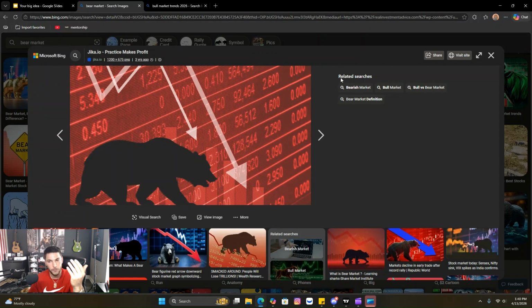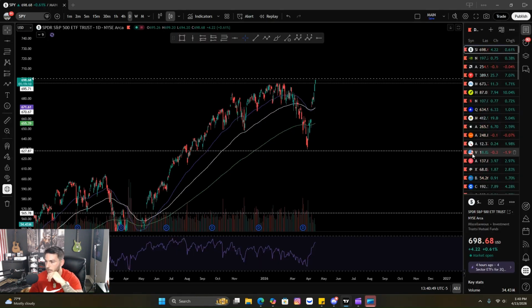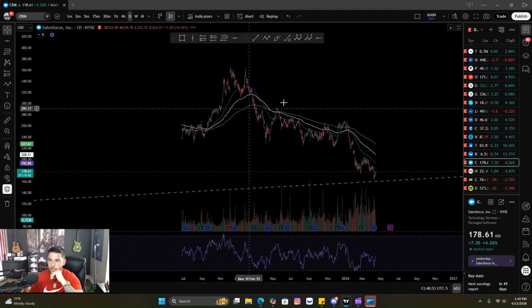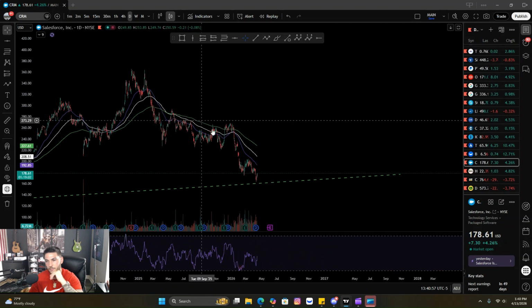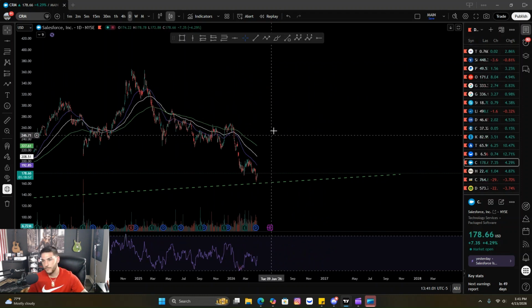Like Chicago Bears, bear down, right? That's what we do, bear down, Chicago Bears, right? We go down. So when the market is falling, here, I'll show you an example of a company that is down right now. You see how it's just down, lower highs, just falling. That is exactly what a bear market is, right?